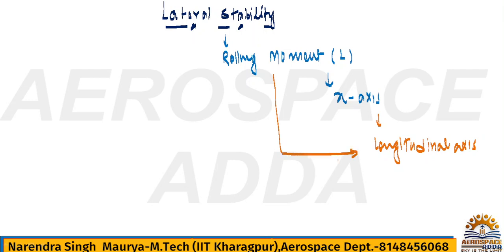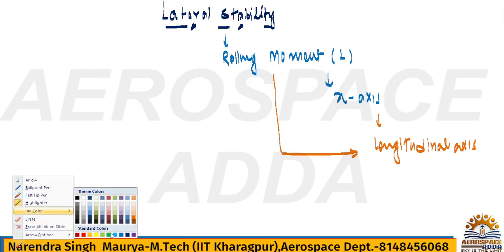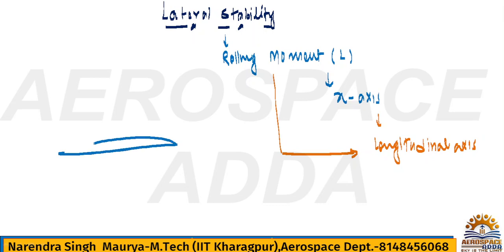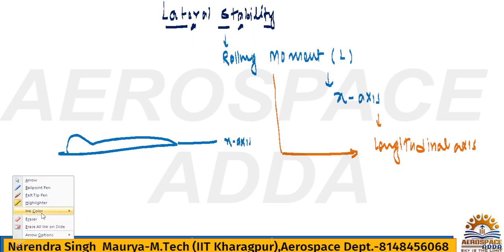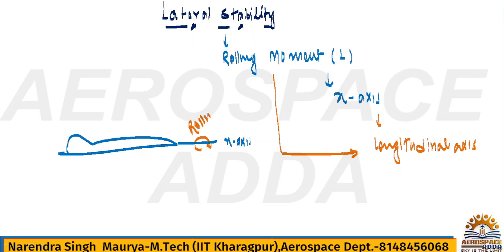In a simple way, if I draw the diagram here for the plane, suppose this is the plane, so this axis is nothing but the x axis. Whatever moment we have about this x axis will be the rolling moment, L. So rolling moment about the x axis.